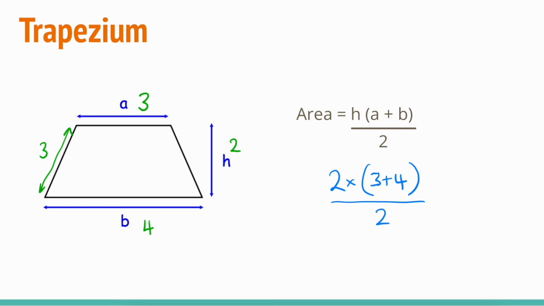So that then gives me 2 times, and then 3 plus 4 is 7, divided by 2, which is 14 divided by 2, which is just 7 units squared. So that's an example of a trapezium.